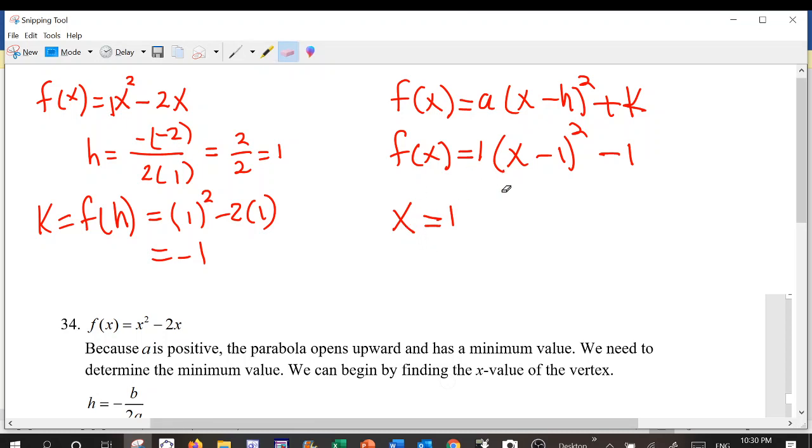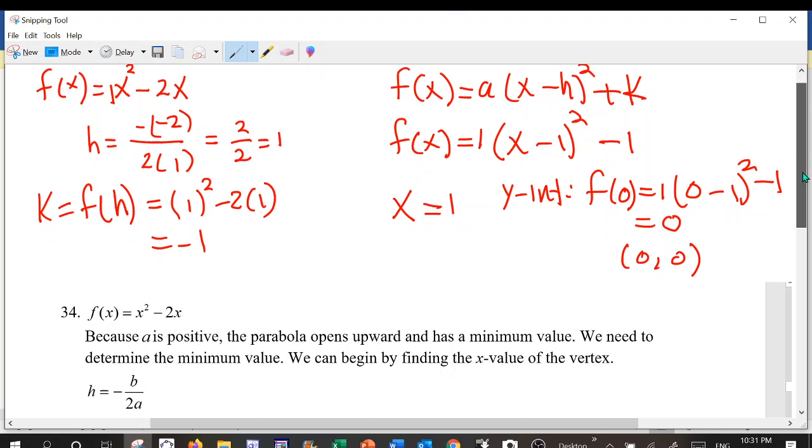Now, what are the intercepts? Well, the y-intercept is going to be f of 0, which is (0 minus 1) squared minus 1. Negative 1 squared is 1. 1 times 1 is 1, minus 1 is 0. So the y-intercept is (0, 0).